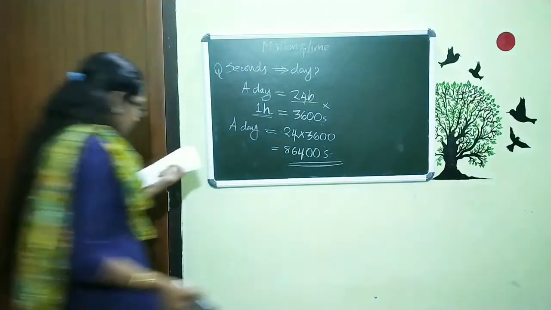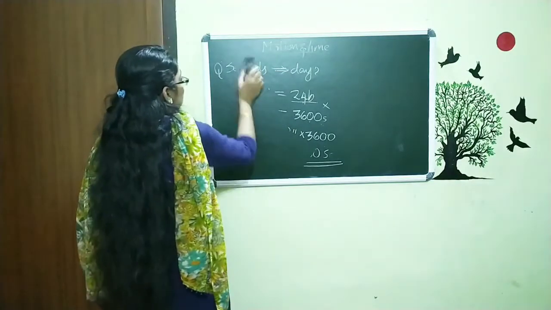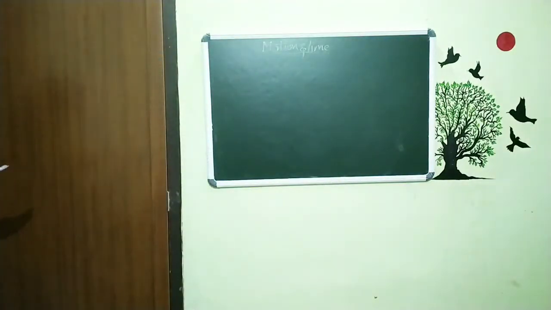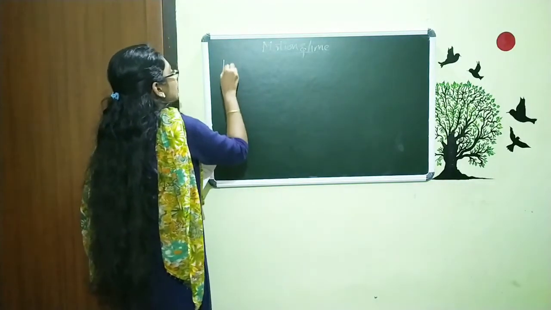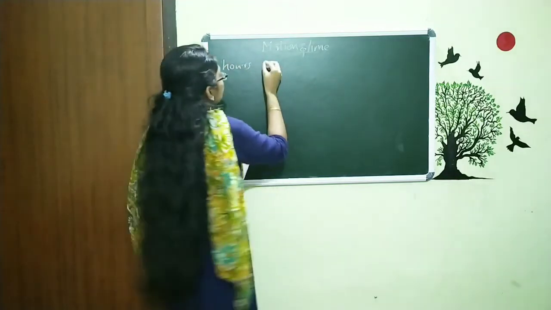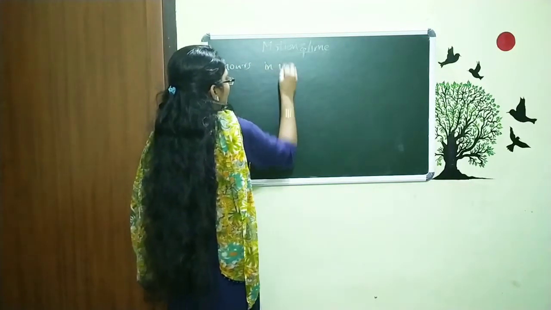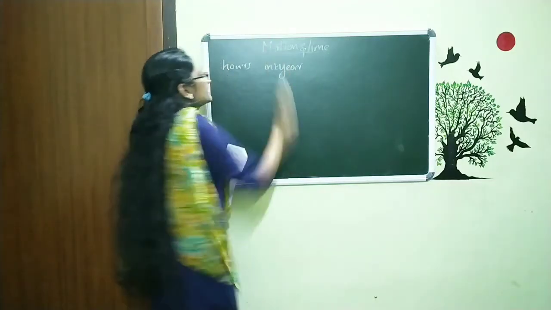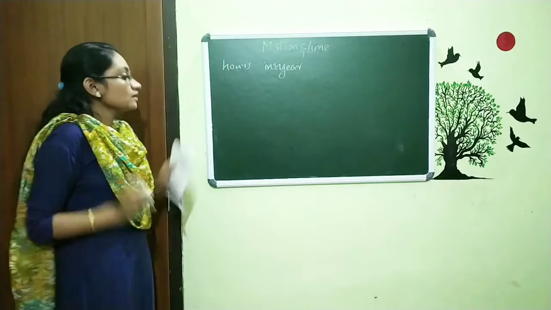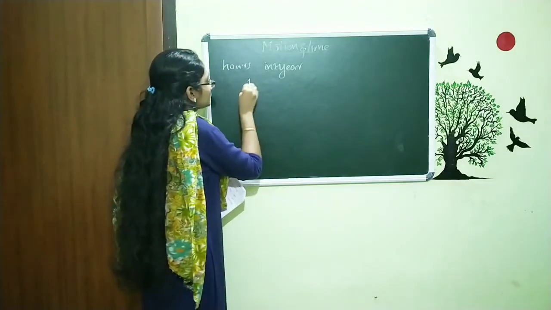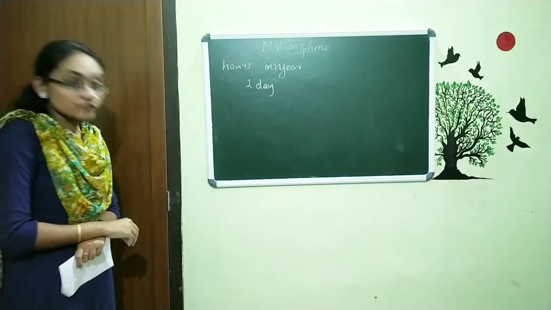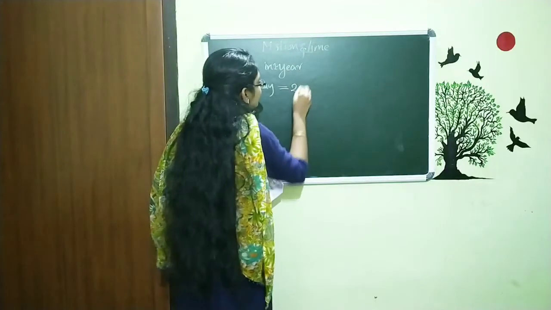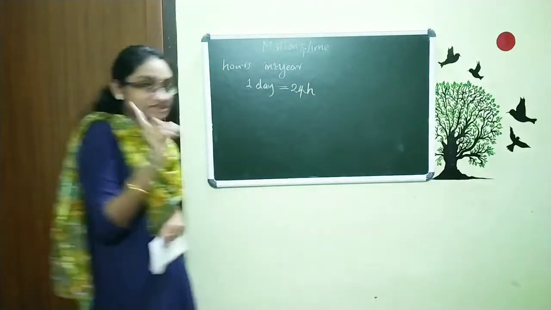Next we have another question. A similar type of question. The question is this. How many hours are there in a year? How many hours are there in 1 year? That is our question. Again, in 1 day, how many hours are there? We have 24 hours. 24 hours in a day.